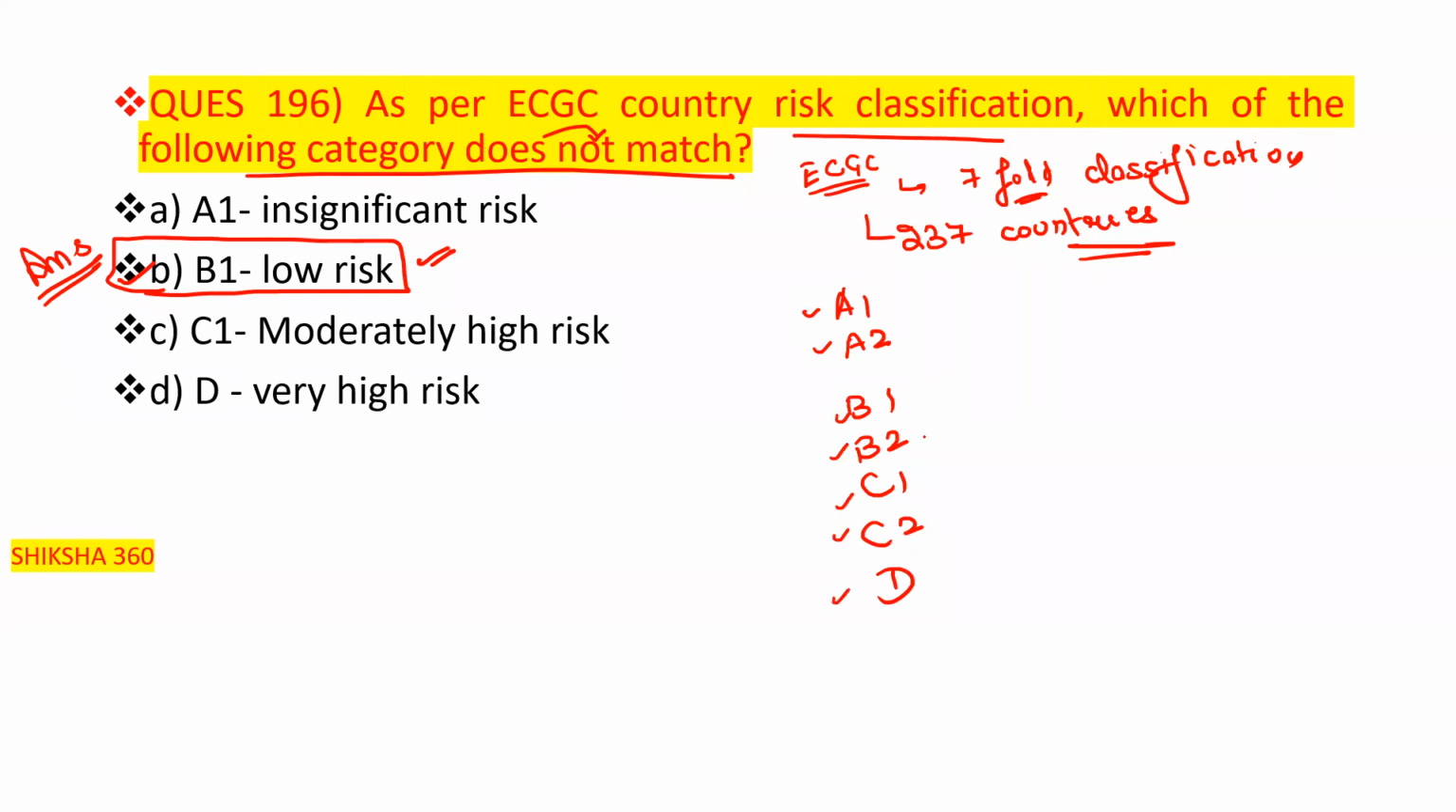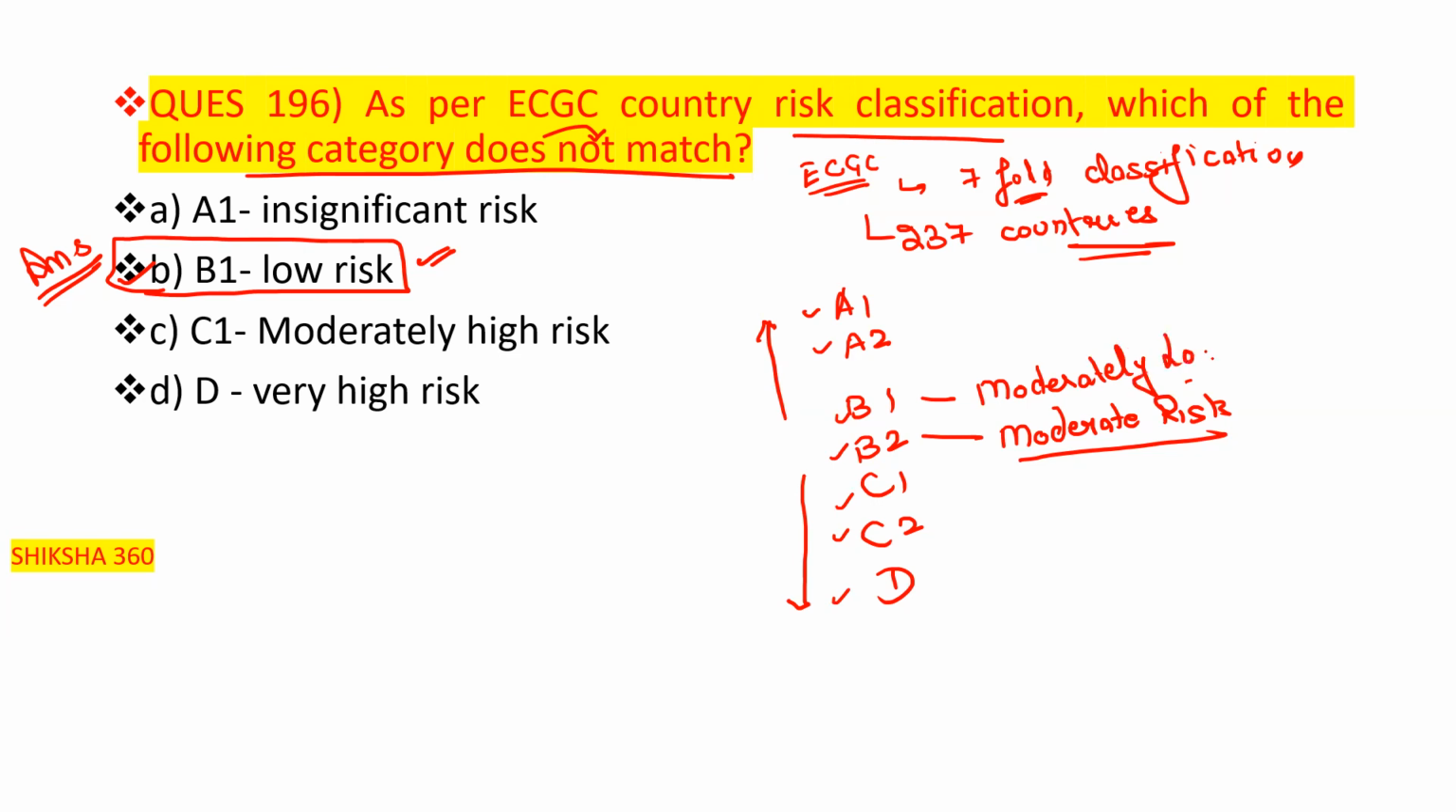The middle one is the medium one, that is moderate risk. As we go up, risk reduces; as we go down, risk increases. So B2 is moderate risk. Above that is moderately low risk, and below that, moderately high risk. Please remember it this way: the middle one is moderate risk, above that moderately low risk, below that moderately high risk.